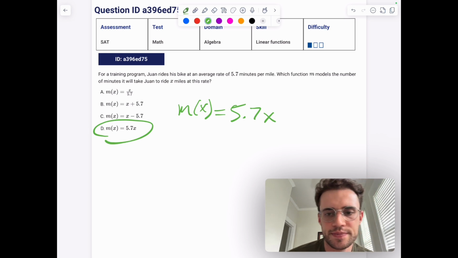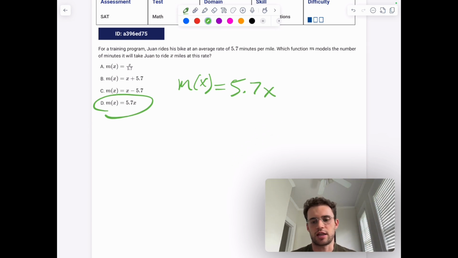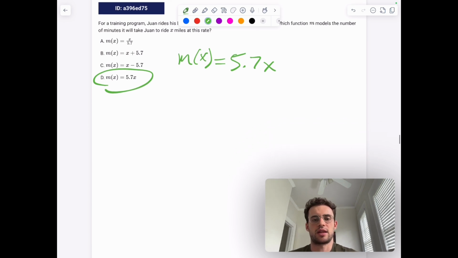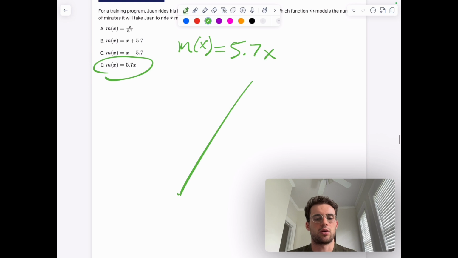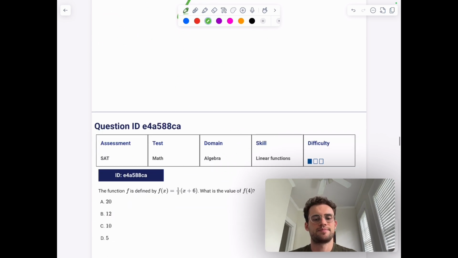Should be option D. There's no y-intercept here. It's not like he has to spend 2 minutes getting his bike ready, and then from there it's 5.7 minutes per mile. They didn't do anything like that. So it's just a direct line starting at the origin, up 5.7 over 1, like that.